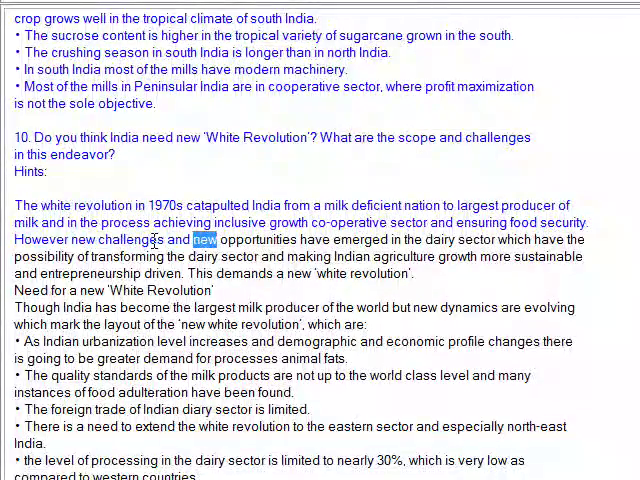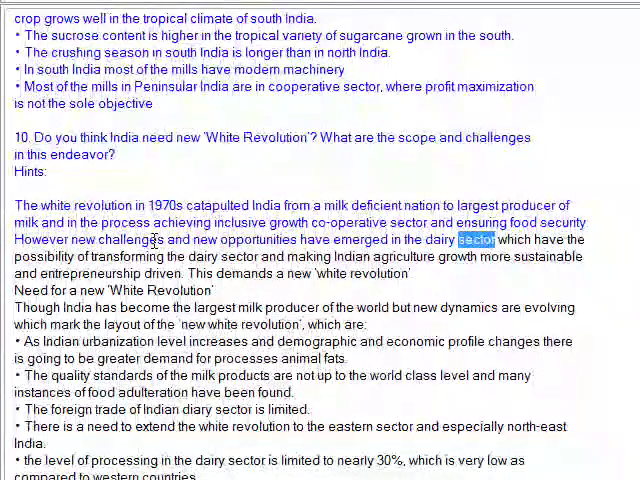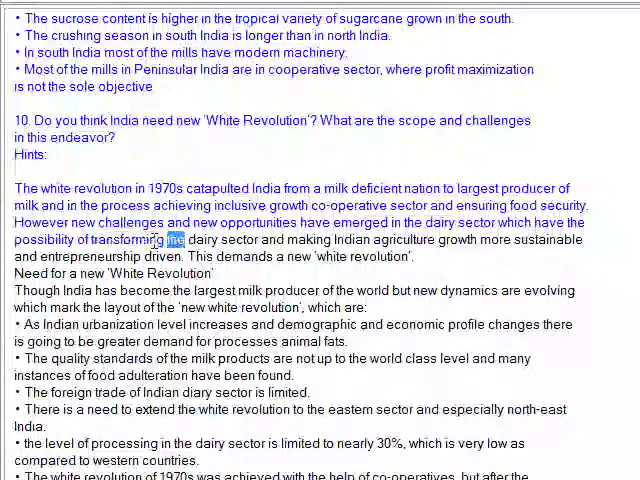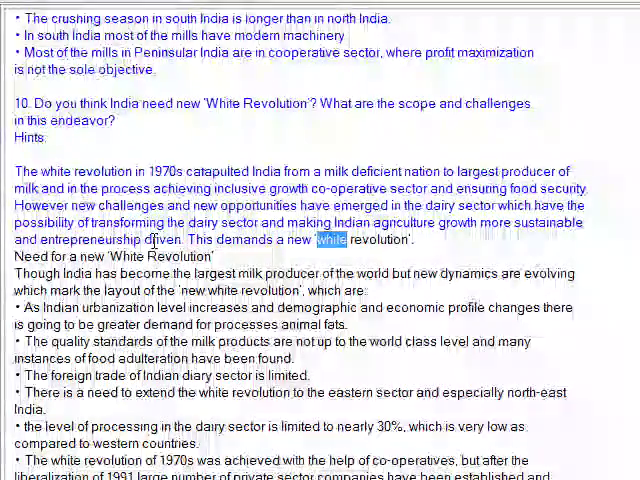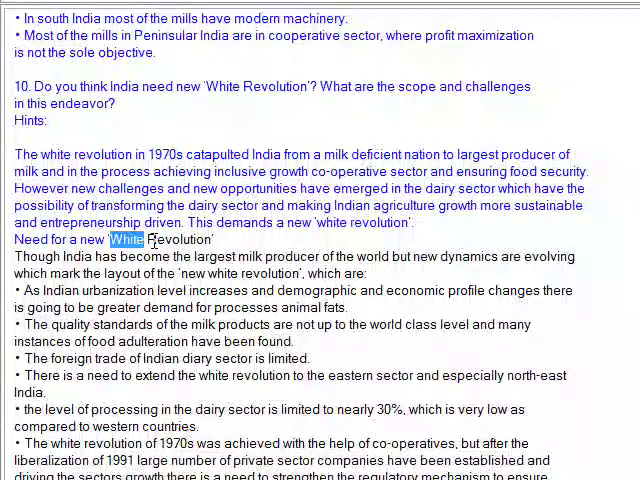However, new challenges and new opportunities have emerged in the dairy sector which have the possibility of transforming the dairy sector and making Indian agriculture growth more sustainable and entrepreneurship driven. This demands a new white revolution. Need for a new white revolution.